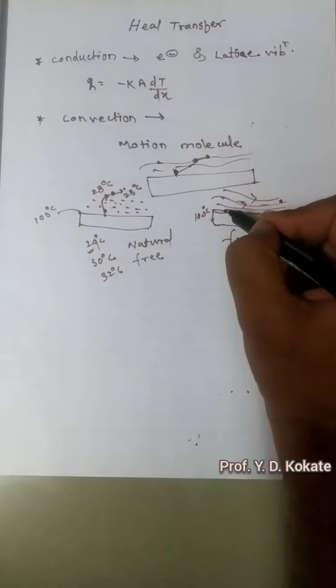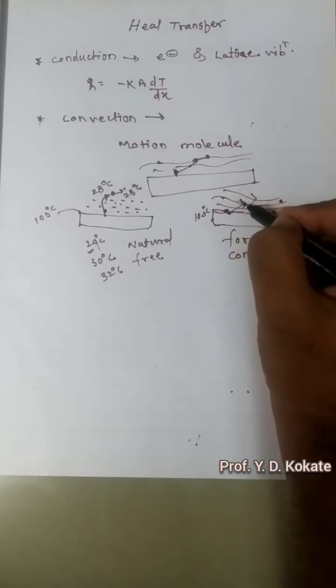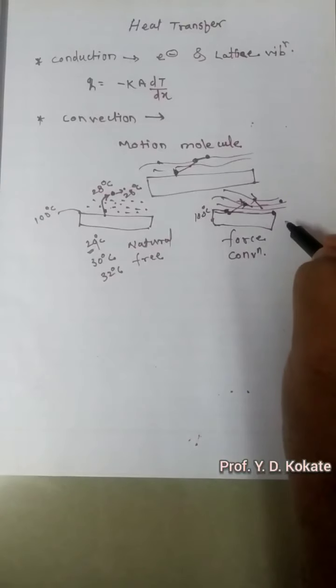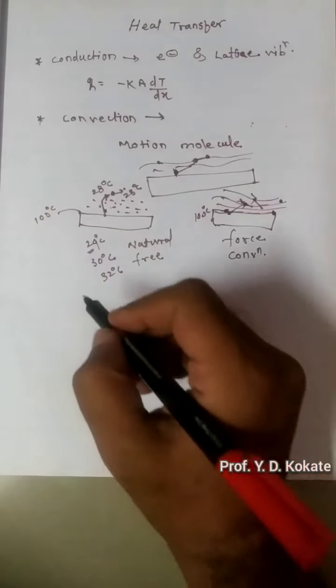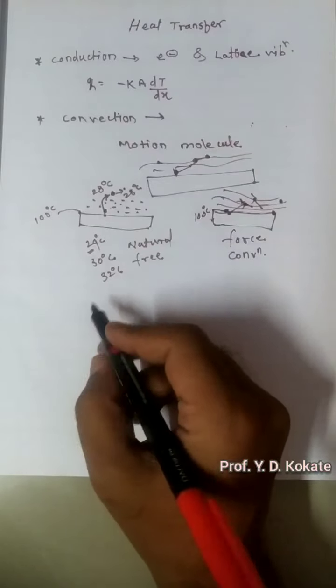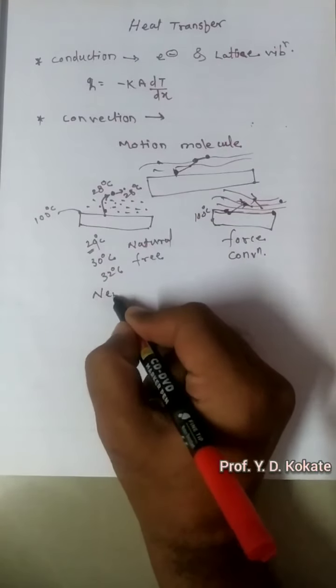In that, again a molecule becomes closer, takes the heat, goes over here, dissipates the heat, and a new molecule comes; like this heat transfer takes place. So the density difference does not matter in case of forced convection. Now like this, in case of conduction we have Fourier's law, and in case of convection we have Newton's law of cooling.